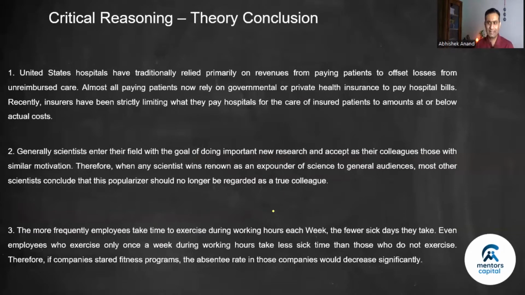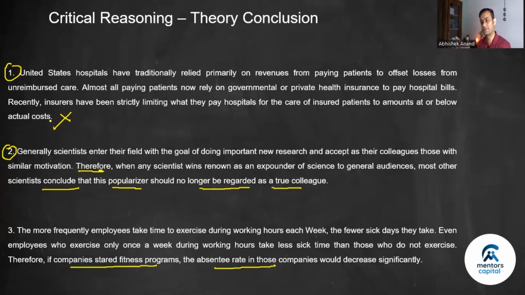All right. Then we discussed these three examples. I gave you three examples and I asked you whether there's a conclusion given or not in the paragraph format. In the second one, we said yes, there's an argument, which is after the therefore part: the popularizer should no longer be regarded as a true colleague. This is a conclusion. In the third one, the conclusion was: if companies started fitness programs, the absentee rate will go down. But in the first, you did not have any conclusion.